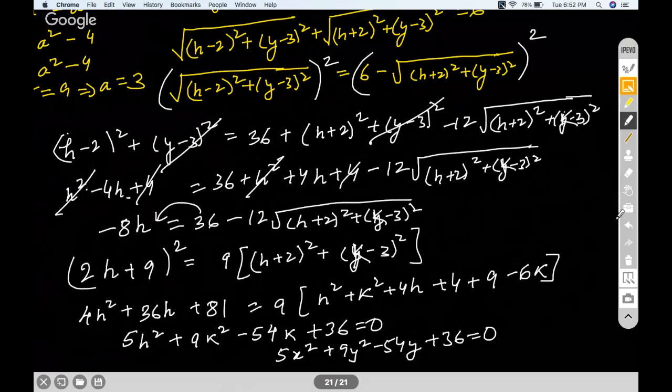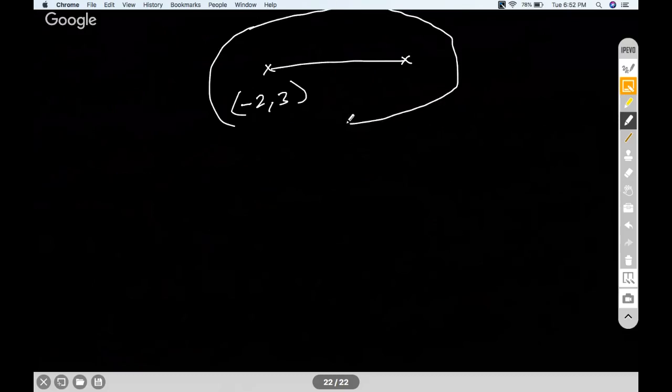Now this is one way to do it. Another way is you would realize when you draw the figure that your foci is at (2, 3) and (minus 2, 3). So your foci will be parallel to the x-axis. So this is your scenario. So this is your ellipse.